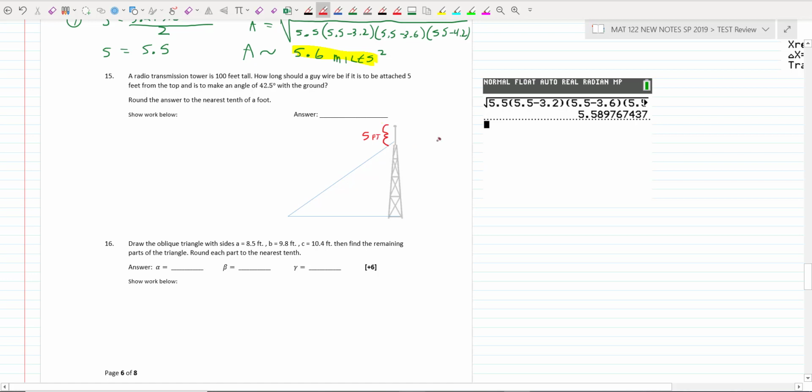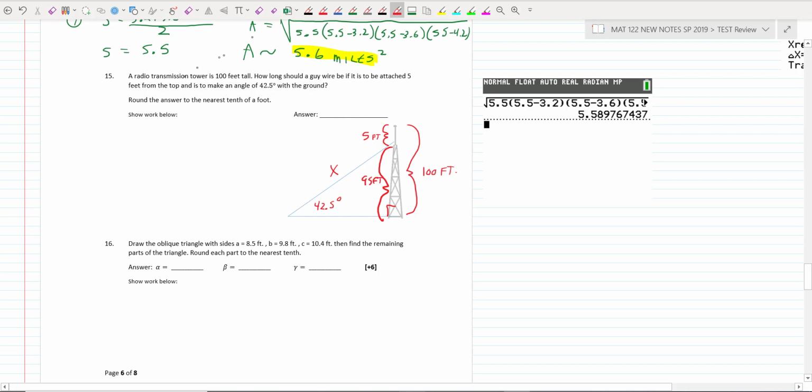And then the tower, I guess it's implying that the whole entire tower, to the very tip of that, is going to be 100 feet tall, like that. Okay, and then it says you're making a 42.5 degree angle with the bottom. Well, what you're finding is the guy wire, so the guy wire is X, and you're going to assume that this is a right triangle. Well, the first thing you'd want to do is this part right here, you can figure that out in your head, that's 95 feet.